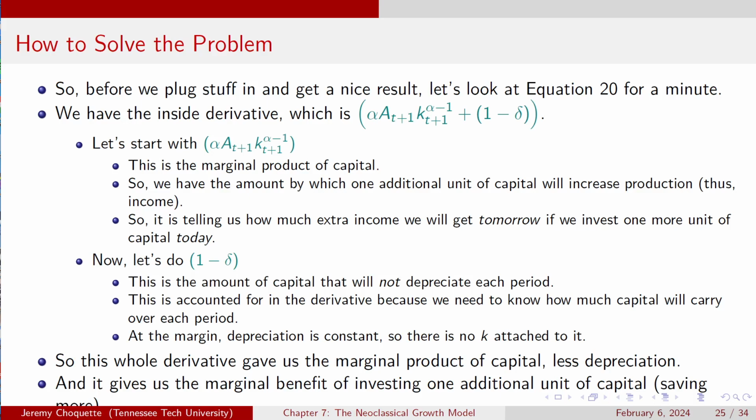All right, what's that 1 minus delta stuff? Well, delta is the amount of capital that depreciates. So 1 minus delta is the amount of capital that will not depreciate. And it's accounted for in that derivative because I need to know how much capital carries over each period. Now, at the margin, depreciation is constant, so there's no k attached to it, right? And we're making this decision at the margin. Thus, it's constant depreciation. Doesn't need to be a k attached to it. So this whole derivative just tells me what the marginal product of capital is, controlling for depreciation. It's the marginal benefit of investing 1 additional unit of capital, thus saving more.